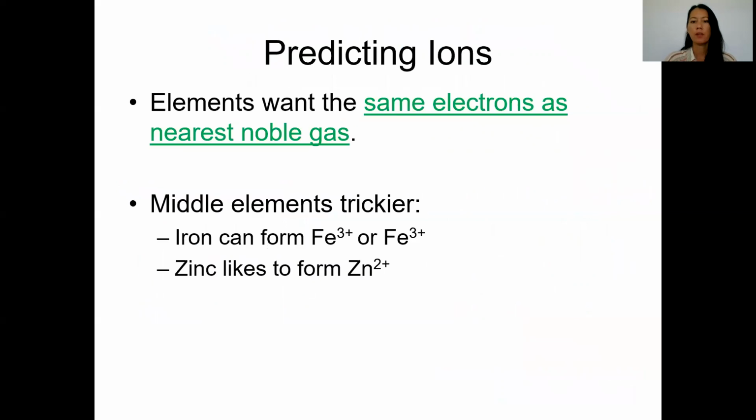So I already showed this. I won't do that again. How do you predict ions? So again, they want to become like the nearest noble gas. The main groups are easy to do. The middle elements are trickier because sometimes you could form more than one. Like iron can form iron 2+ or 3+. But zinc and a few others like to only form one, like zinc 2+. I'm going to give you better details.